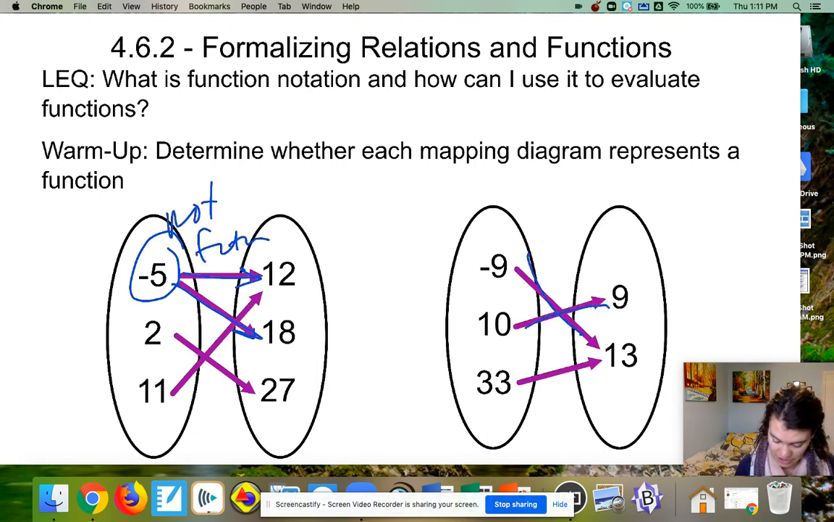If we look at this one, we can check each of these. -9, 10, and 33 all only go to one value, so this would be a function.